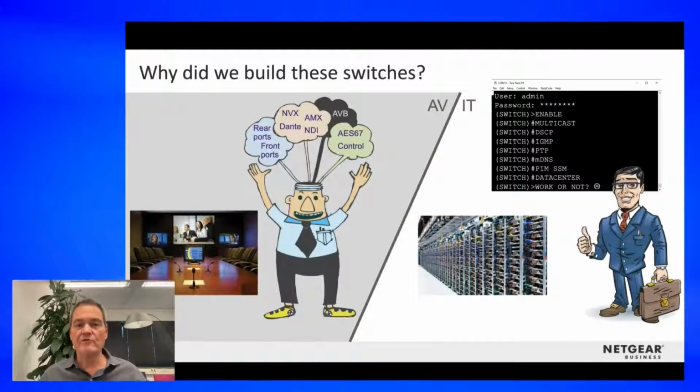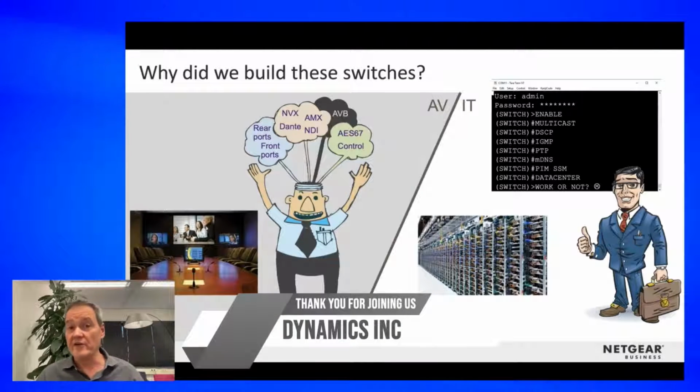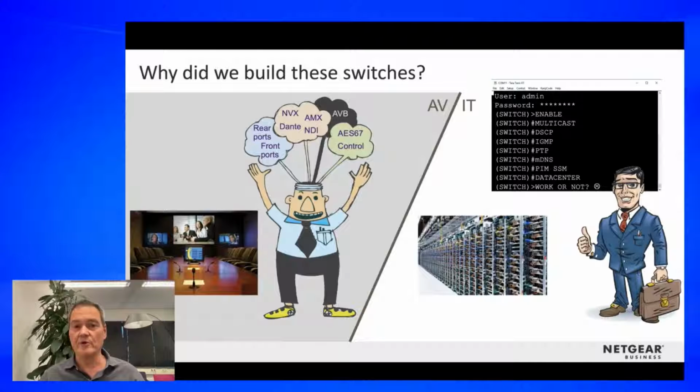We built AV over IP switches. Why did we do that? Because, well, AV is one planet and IT is the other planet. People from AV don't speak IT language and the other way around. While people in the AV world talk about protocols like NDI, people on the IT side talk about IP addresses and multicast and Ethernet cables and IGMP. And to use AV over IP on an IT switch, it requires that you know a little bit of both worlds. And that's what we're trying to do.